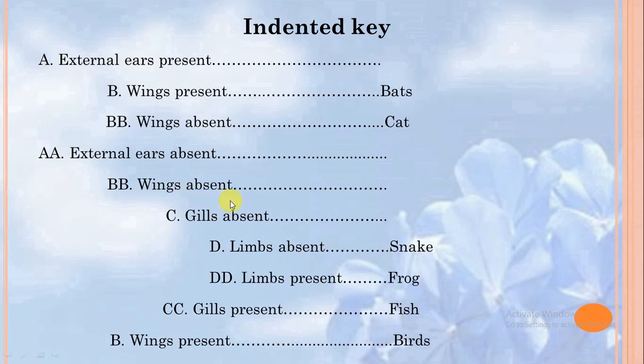Now in this group of organisms without wings, the next character with alternative forms is gills absent and gills present. So first we will resolve this one, and to resolve this we will select another contrasting character, that is limbs absent and limbs present. So limbs are absent in snakes and limbs are present in frogs, and then its alternative will be written here, gills present in fishes. So now at last we will write down the alternative of this character here.